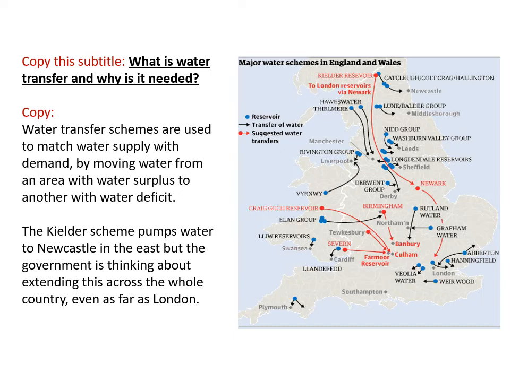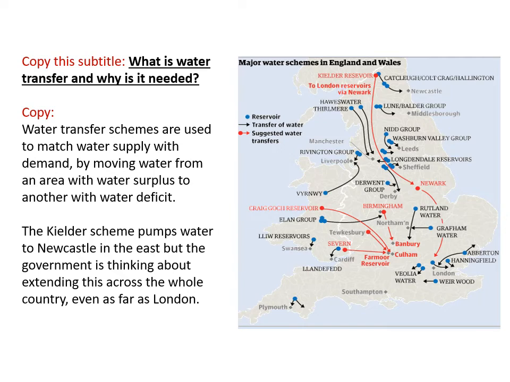The Kielder scheme, which is one of the most well-known reservoirs and water transfer schemes in the country, pumps water to Newcastle in the east, but the government is thinking about extending this across the whole country, even as far as London. You can see all of the red arrows on the map there. These are suggested water transfer schemes linking the north all the way to the south, and you can see the Kielder line there running through Newark all the way down to London. At the moment, that doesn't exist, but it's a potential, it's a possibility.